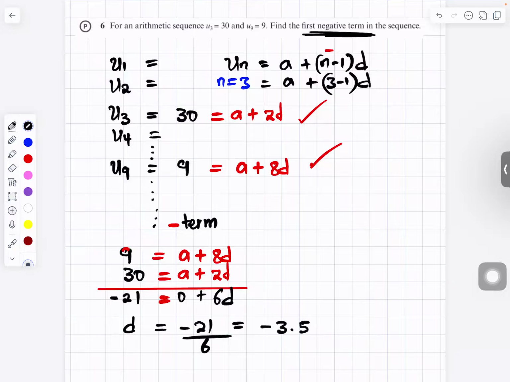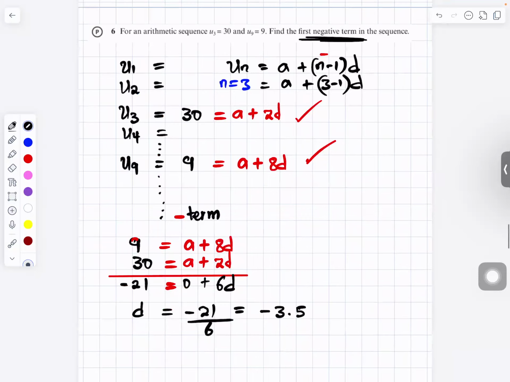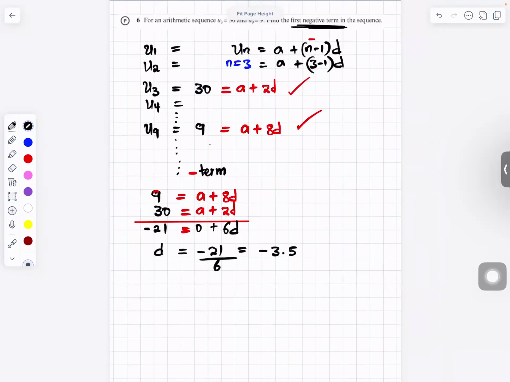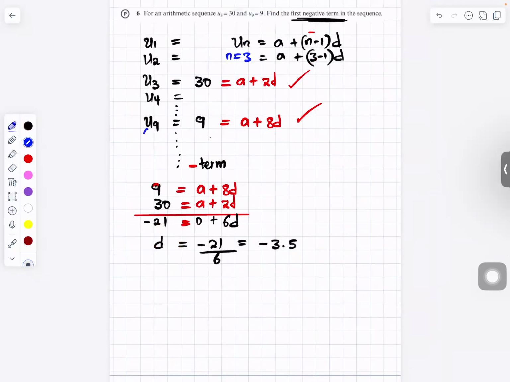But we want to find out when we will get the first negative term. It says, find the first negative term in the sequence. So when we get up to 9, with minus 3.5, minus 3.5, minus 3.5, you can work it down that way. So that would mean, let me put a line there, U10.